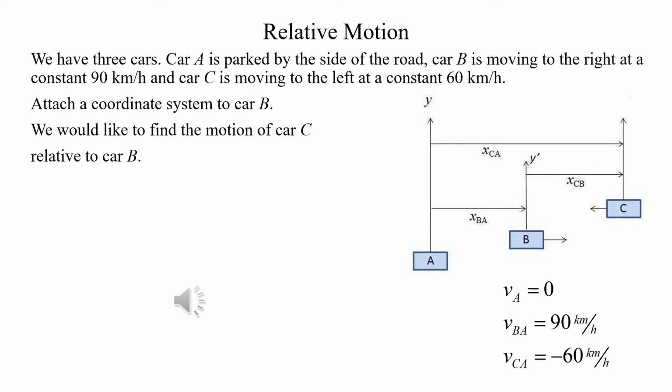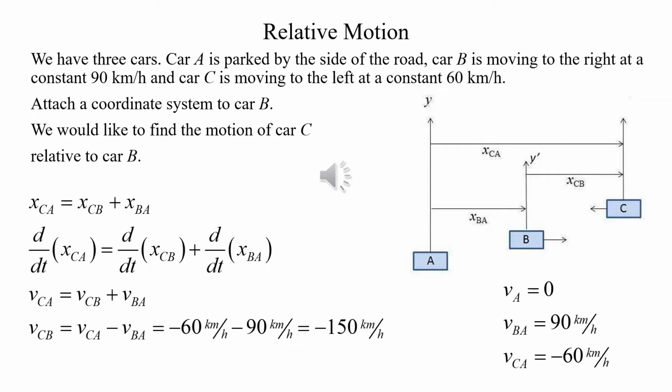Alright, so I've written down the given information. The velocity of A relative to the ground is 0. The velocity of car B relative to A is 90 kilometers per hour, and the velocity of C relative to A is negative 60 kilometers per hour. The negative sign is because it's moving to the left, so we're calling the left negative and the right positive. We want to find the velocity of car C relative to car B. So someone riding in car B, what would be the velocity of car C that they observe?